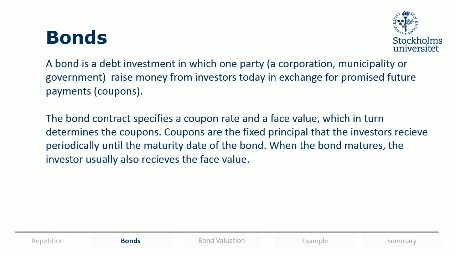The bond contract specifies a coupon rate and a face value, which in turn determine the coupons, or the payments we receive. Coupons are the fixed payments that investors receive periodically until the maturity date of the bond. When the bond matures, the investor usually also receives the face value.